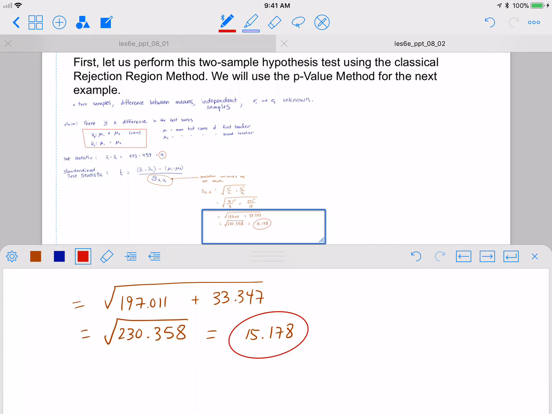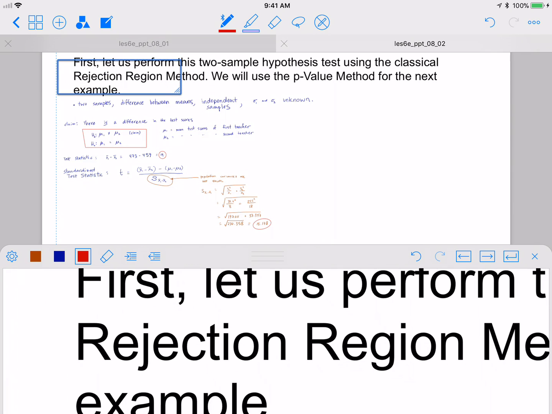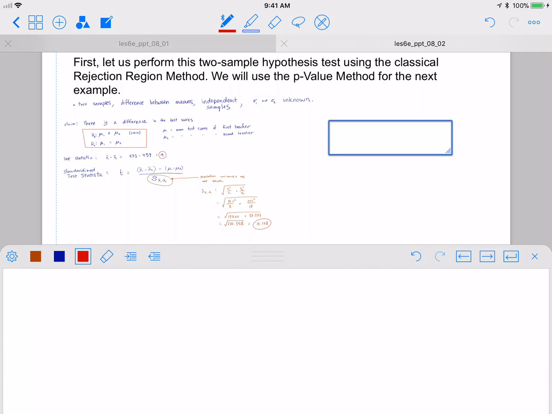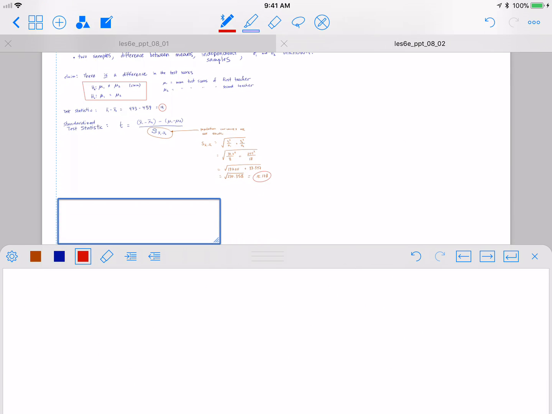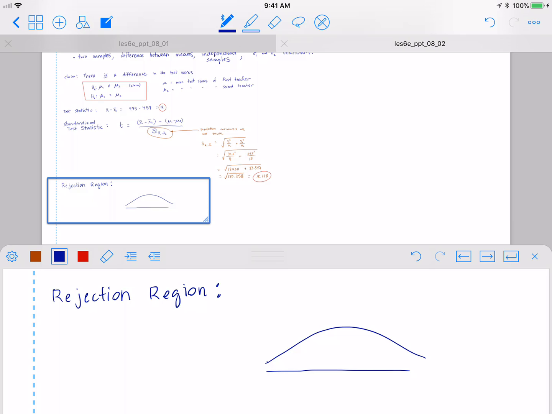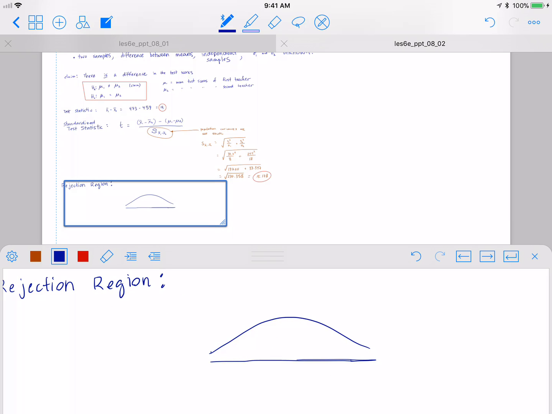Now remember, we're going to need the standardized test statistic in order to do our test by the rejection region, because we're going to see, is the standardized test statistic in the rejection region? Okay, so now the next step is for us to figure out our rejection region. Our rejection region is going to be determined by two things. One is alpha, and the other is the critical values, the critical points.